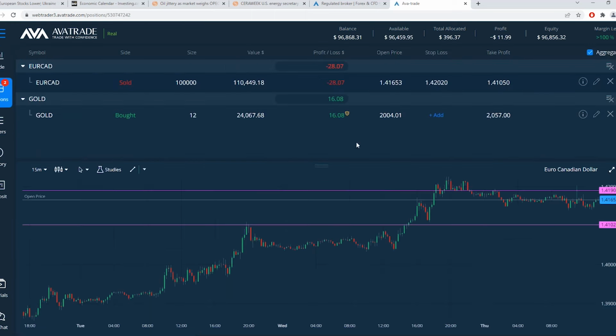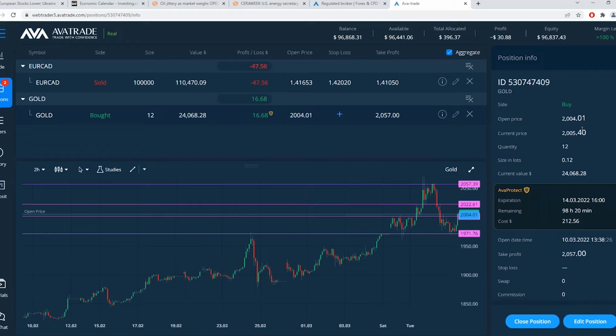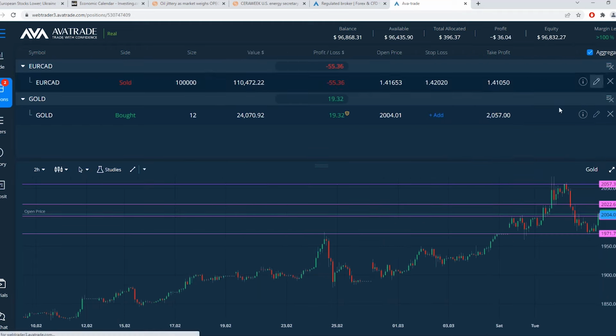And you see here the ones that are protected by AvaProtect. It has the shield. If you click on it, it tells you it's counting down. I still have 98 hours and 20 minutes of protection left on this trade. Again, that's until after the weekend. So very cool features.